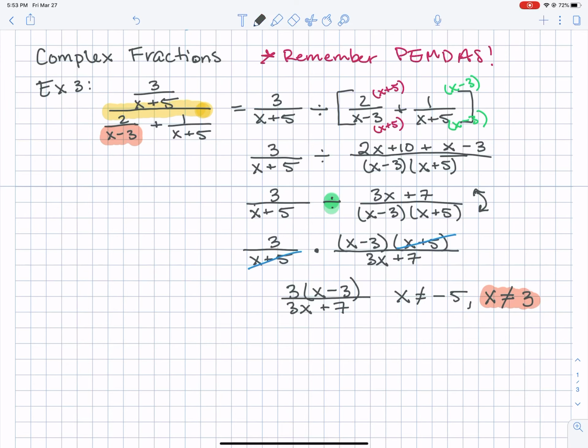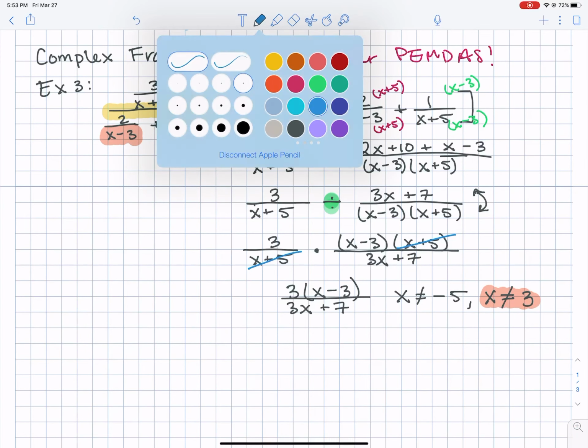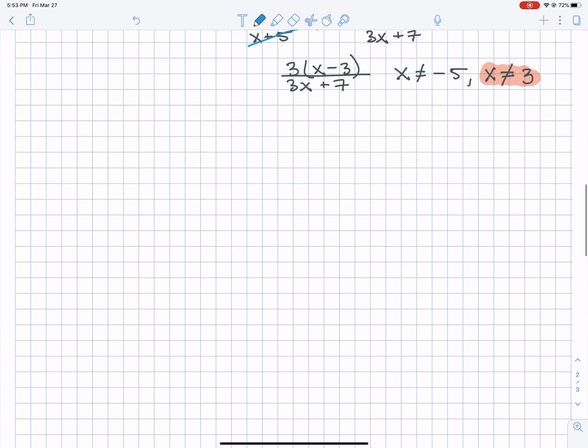Why don't you go ahead? I'm going to go ahead and put this in blue. I have one more for you to try. So you try. You know how it works by now. Go ahead, pause. We're going to do 2 over x minus 4 all over 2 over x plus 3. Go for it. Hit pause. Try it on your own.